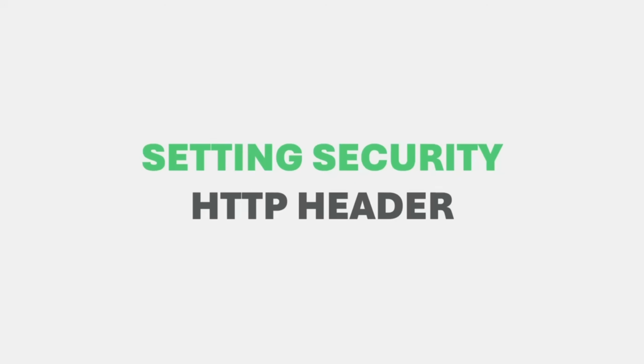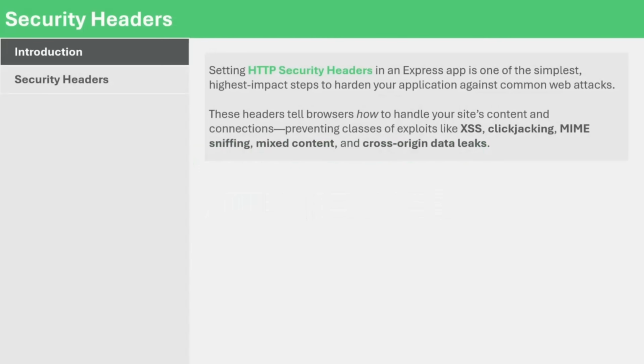In this lecture, in order to secure our Web API application, we are going to set some very important security headers on the response which we are sending from our Express app. Setting HTTP response headers in an Express app is one of the simplest, highest impact steps to harden your application against common web attacks. These headers tell browsers how to handle your site's content and connections, preventing attacks like XSS attack, clickjacking, MIME sniffing, mixed content, and cross-origin data leaks.